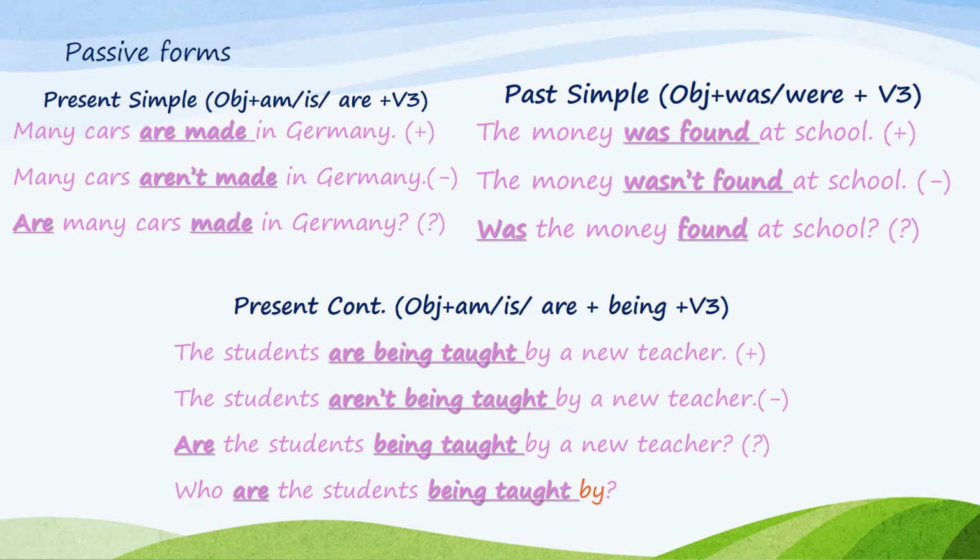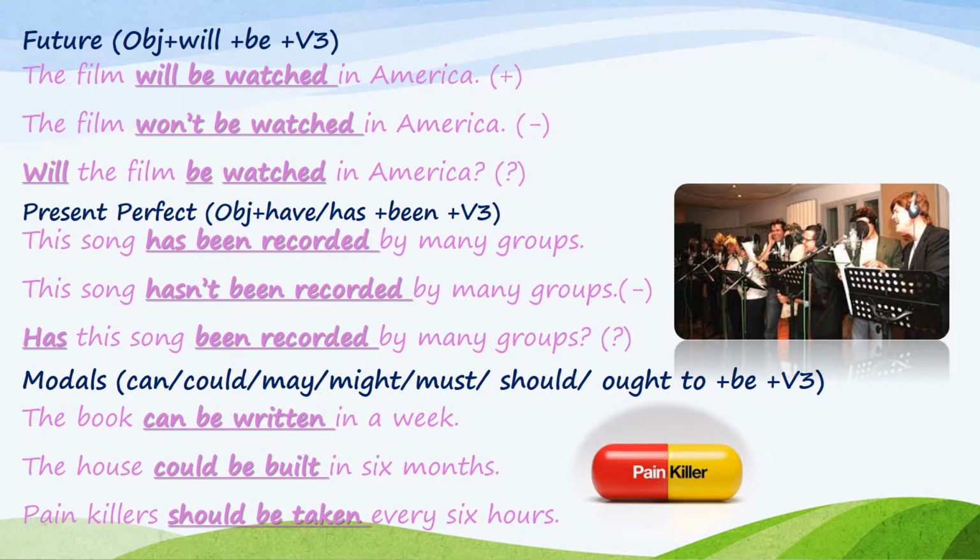Who are the students being taught by? I'm going to talk about by in the next slide. The future form will be like this: will plus be plus verb 3. The film will be watched in America. So look at the negative and the question forms.